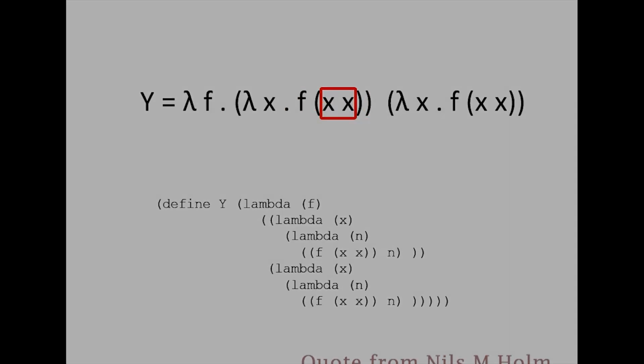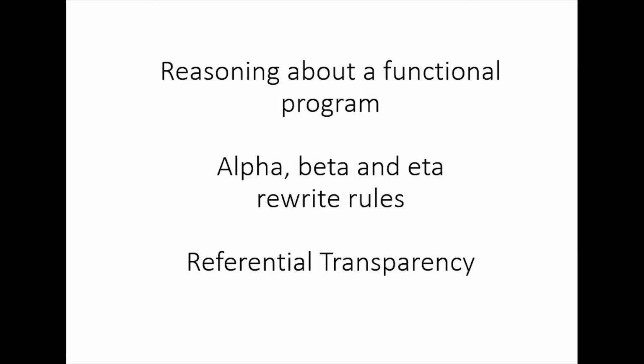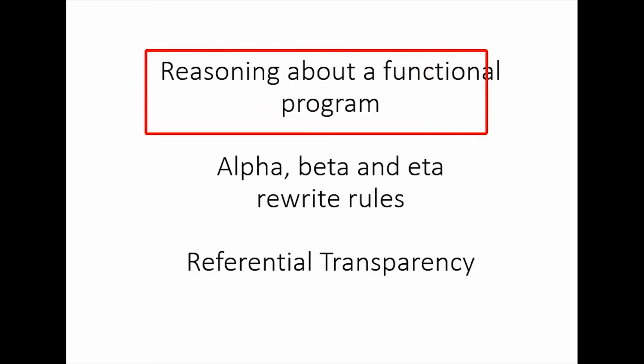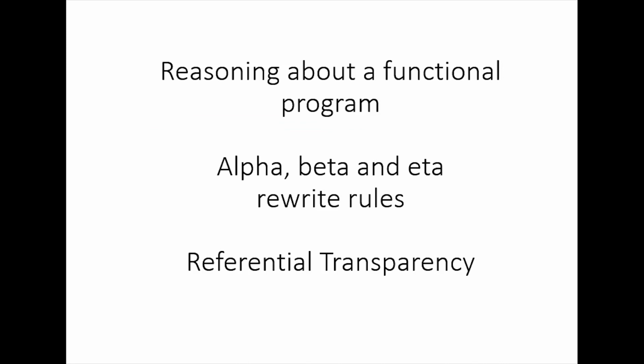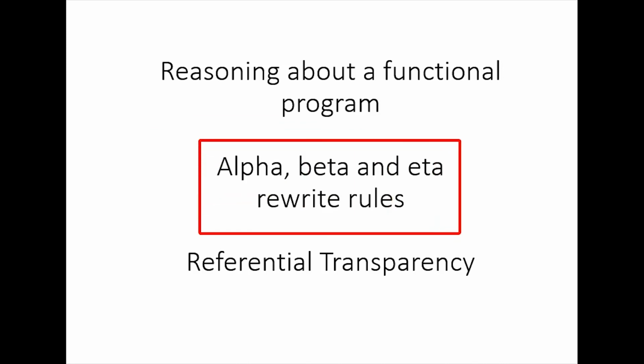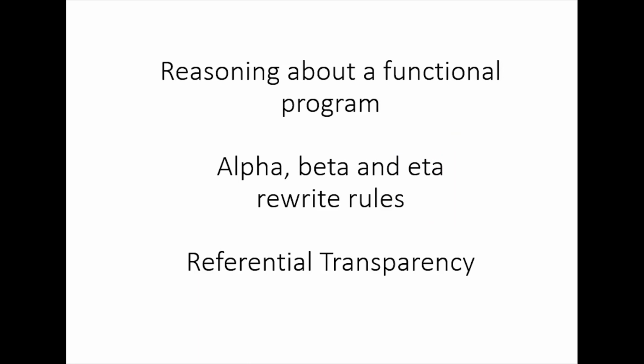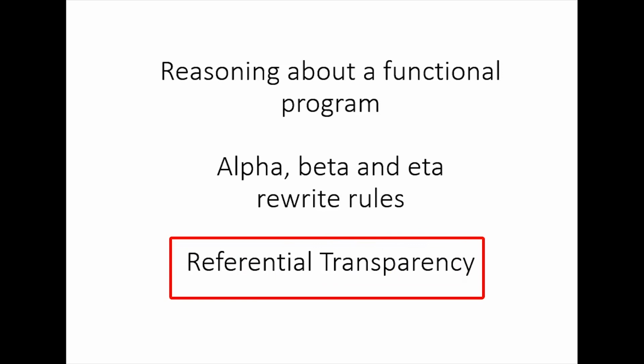to self-application. Let me remind you that we throughout this video lecture have illustrated how to reason about a functional program. So all the steps we have taken are based on the fact that we can reason about a program, we can rewrite it from one form to another. We have used the rewrite rules, the alpha, beta and eta rules, which we will illustrate in the lecture about evaluation order. And we have used the principle of referential transparency throughout the rewriting steps.